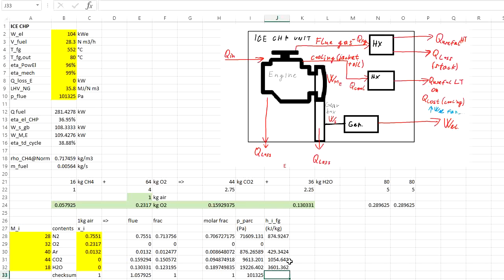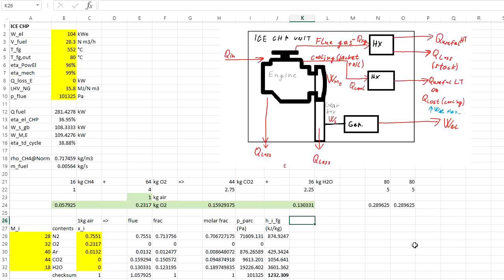And now to get the overall enthalpy of the gas, we should take sum of the enthalpy times the mass fraction. So it would be this, enthalpy multiplied by the mass fraction of the first component, second component, third component, and last component. So we have the enthalpy at the flue gas inlet.